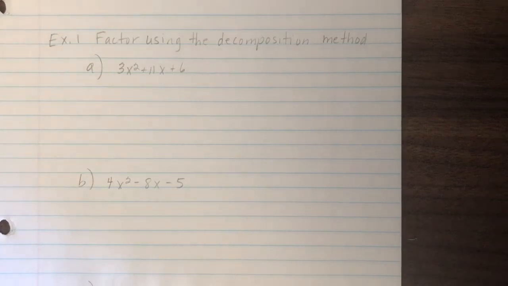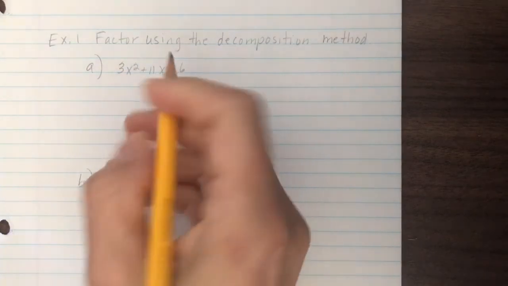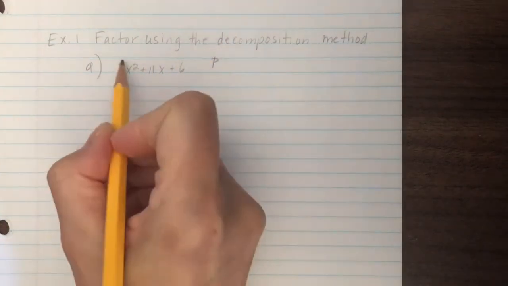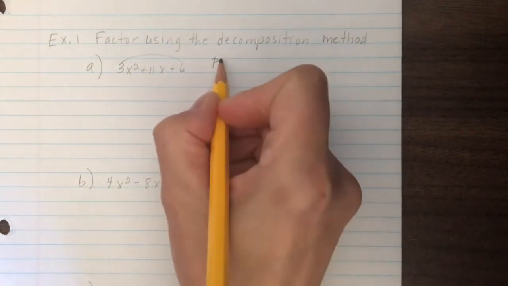Example 1, factor using the decomposition method. In the decomposition method, we're decomposing or breaking down the middle term, and we're rewriting it using two new terms. To find the two new terms, we have to determine the product and the sum using the numbers in our expression. The product is obtained by multiplying the outside numbers together.